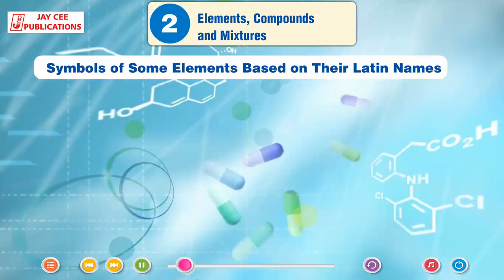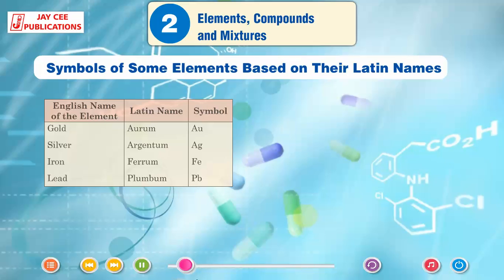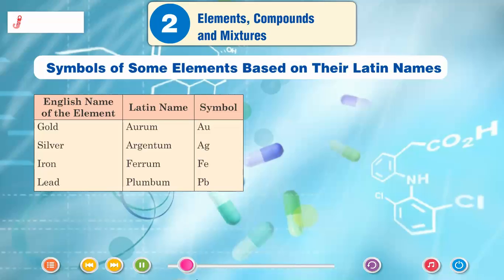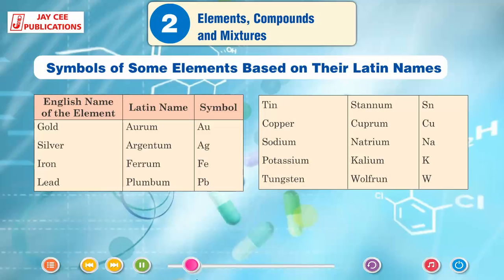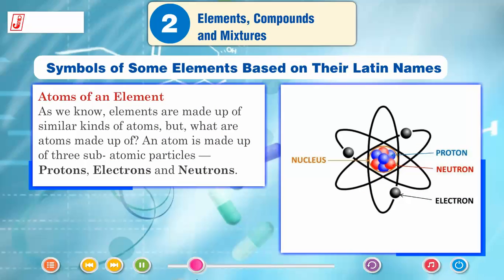Symbols of some elements based on their Latin names. English name of the element, Latin name, symbol. Gold, aurum, Au. Silver, argentum, Ag. Iron, ferrum, Fe. Lead, plumbum, Pb. Tin, stannum, Sn. Copper, cuprum, Cu. Sodium, natrium, Na. Potassium, kalium, K. Tungsten, wolfram, W.